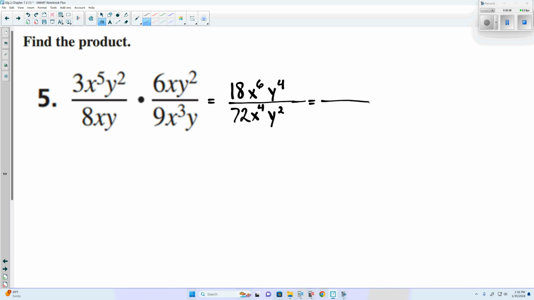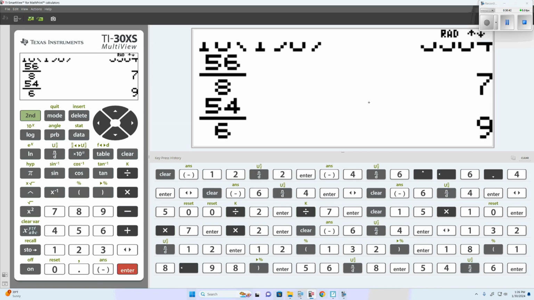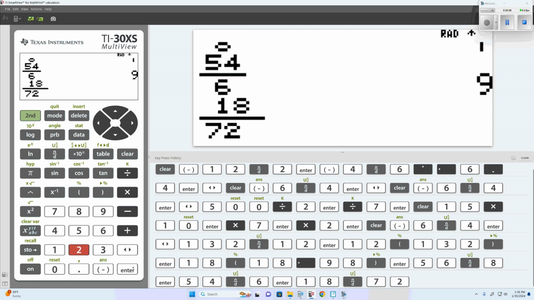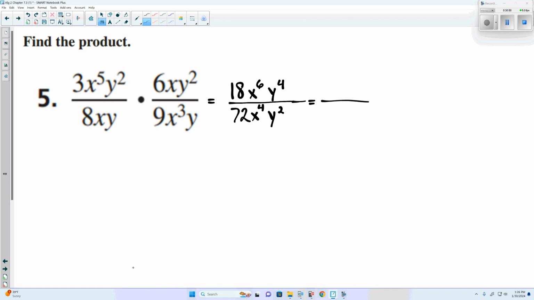Now the nice thing at this point, again, with our numbers, the calculator can do those. It can't do the variables because it needs a value for them. But we can say 18 over 72 is 1 over 4. So we would have 4 in the denominator. Now we can put the 1 in the numerator, but I normally wait because if there is something left in the numerator, we don't have to list the 1 because 1 times anything else is whatever the other thing is.